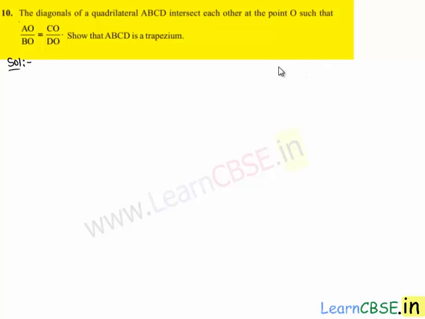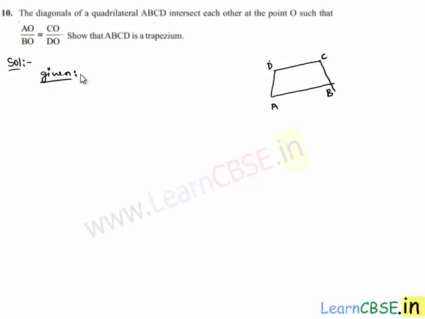Let us consider a quadrilateral ABCD in which AB is parallel to CD. So now we can write the given as ABCD is a quadrilateral and diagonals AC and BD intersect at O.